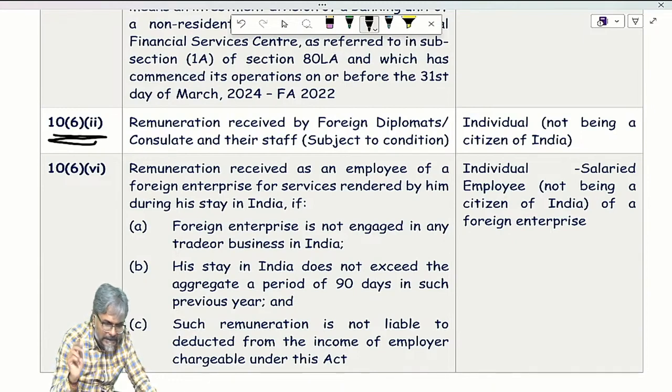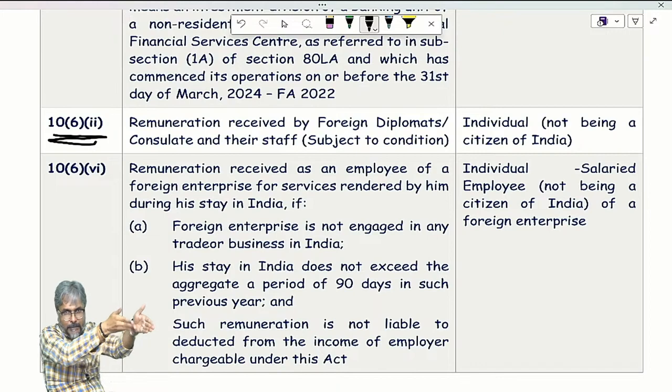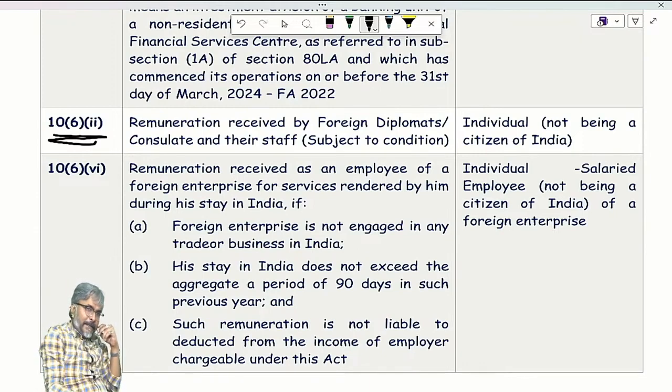10.62 also, just keep in mind. Once they have targeted an MCQ, remember this: diplomat remuneration, because you are doing salary. And that is quite logical, isn't it? You can see the embassy's office, and they are in India providing the services, and obviously they are there for above 90 days, isn't it? And they are resident also.